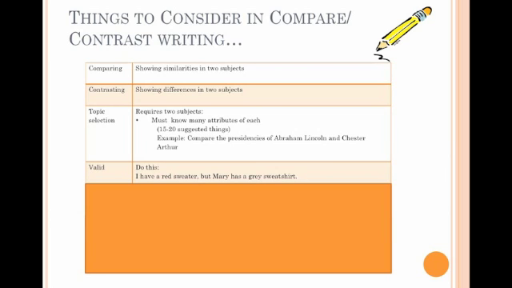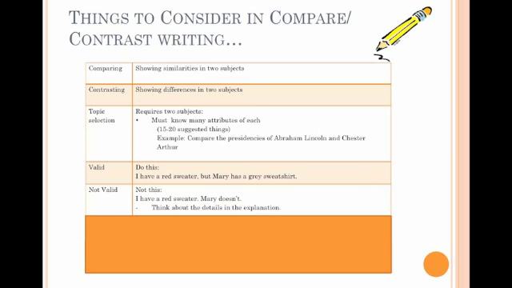So what you need to be able to do is to say something like, I have a red sweater, but Mary has a gray sweatshirt. So you're comparing your outfit, I guess, to Mary's. And in this instance, there's a color difference. There's a type of shirt difference. One's a sweater, one's a sweatshirt. So you're looking at multiple aspects or attributes for both things. So you're being very specific, in other words.